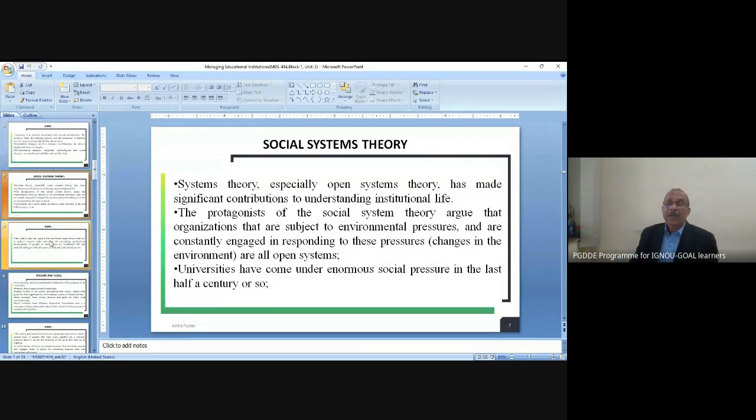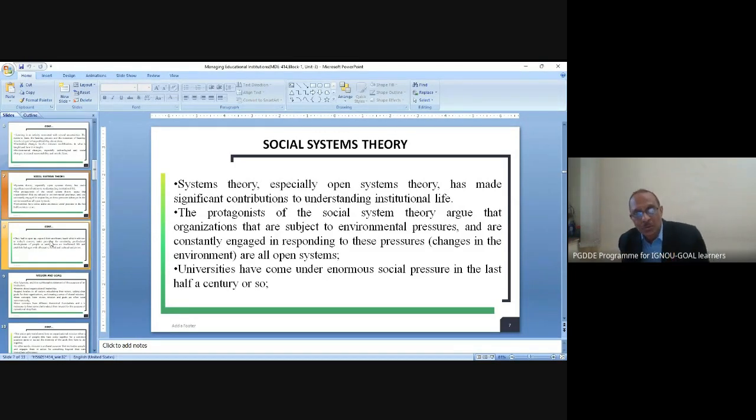And then what is the social system theory? Systems are broadly categorized into two: one is an open system, another one is a closed system. Open system theory says significant can understand institutional life. The protagonists of the social system argue that organizations are subject to environment. Any organization which is responding to the socio-economic, technological changes and other environmental pressures, and responding to those pressures, is called an open system. I think that's the definition of open system.